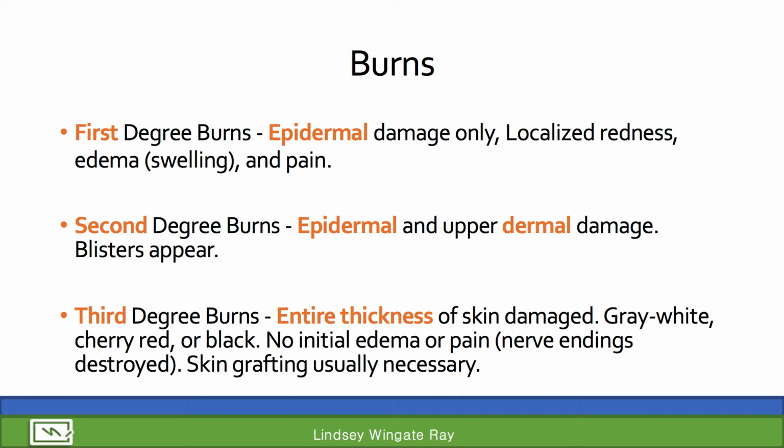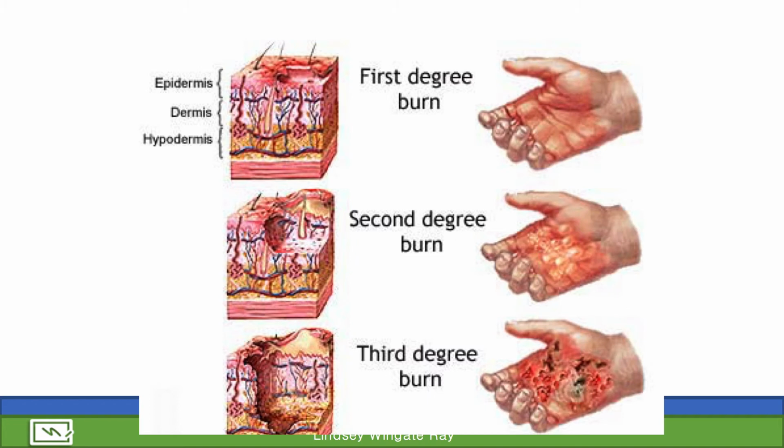A second-degree burn is the epidermal and upper part of the dermal, which is the second layer. Blisters will appear in this degree. Third-degree burns are entire thickness, or called full-thickness burns. It is gray, white, cherry red, or black. This is a good illustration showing the degrees of burns. As you can see in this illustration, the first-degree burn is just affecting the top layer. The second degree goes a little deeper, and the third degree goes all the way down.